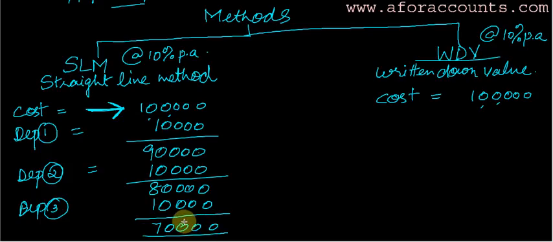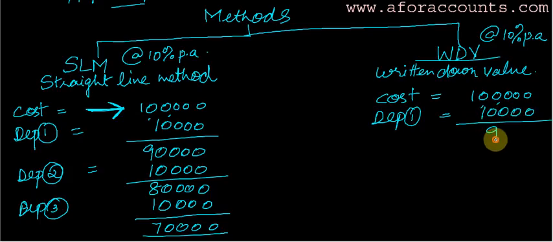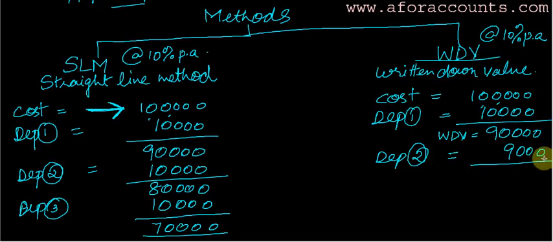But if it is your written down value method, see, the first year it has to be 10%. So depreciation of the first year will be 10,000. Now pay attention. Balance is 90,000. So depreciation of the second year will be 10% of the written down value. This is your written down value after charging depreciation. So it is 9,000. So it will be 81,000 is your WDV now.